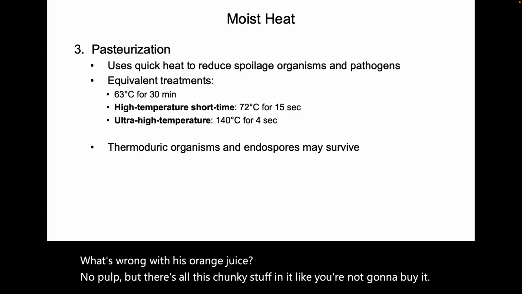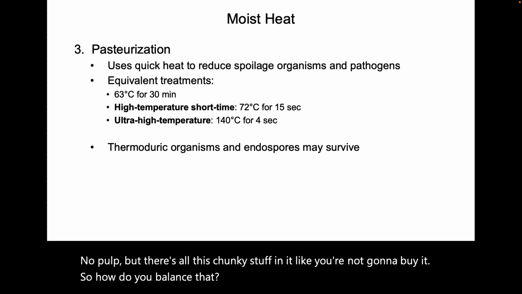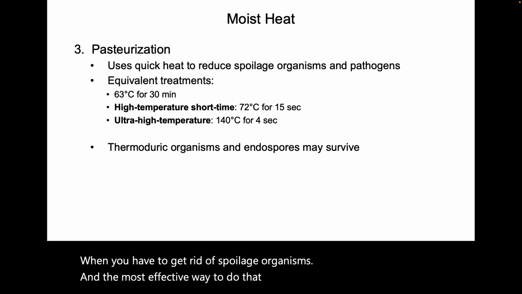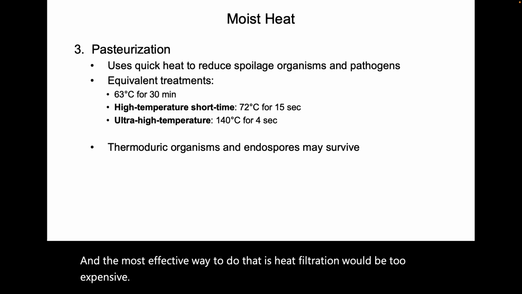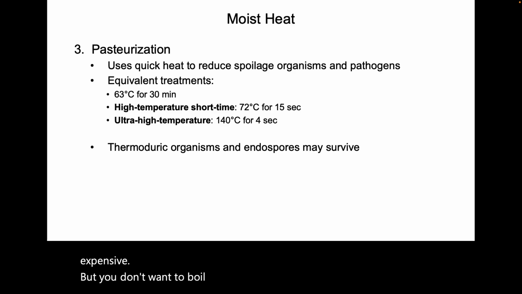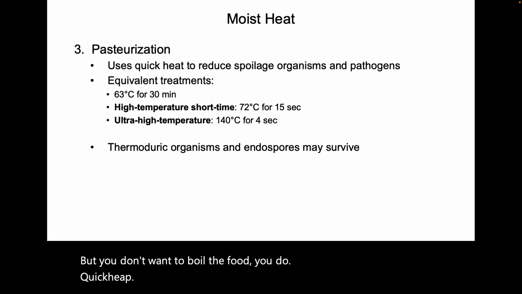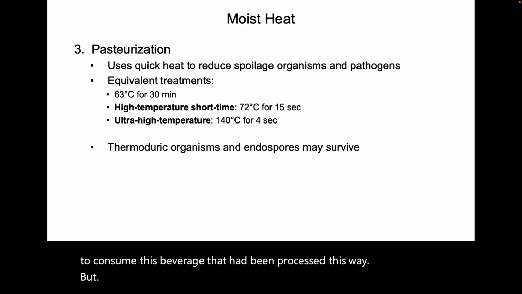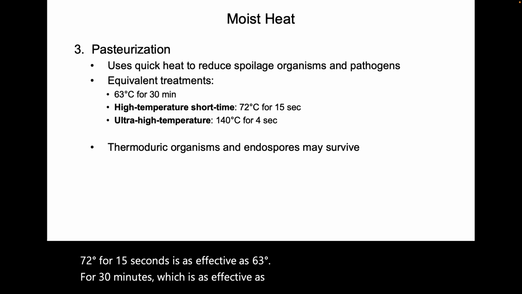So how do you balance that? When you have to get rid of spoilage organisms, and the most effective way to do that is heat, filtration would be too expensive. But you don't want to boil the food. You do quick heat. So this is not quick, 63 degrees at 30 minutes. You almost certainly would not want to consume this beverage that had been processed this way. But 72 degrees for 15 seconds is as effective as 63 degrees for 30 minutes, which is as effective as 140 degrees for 4 seconds.